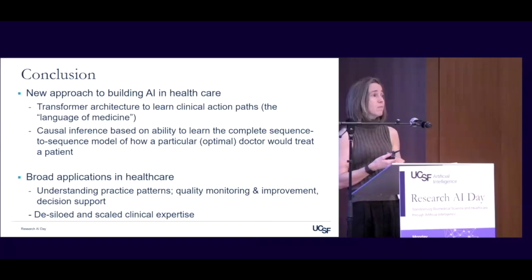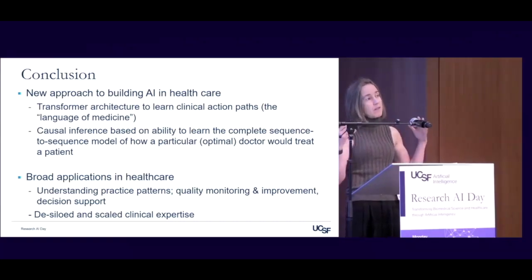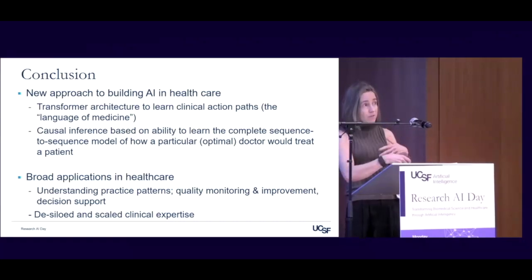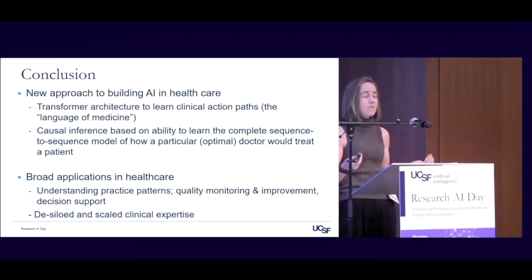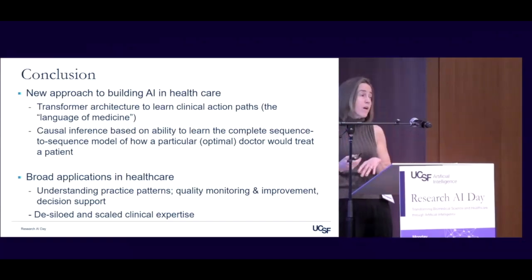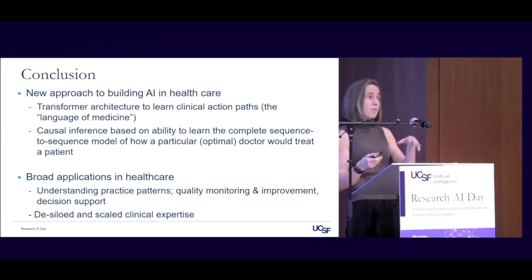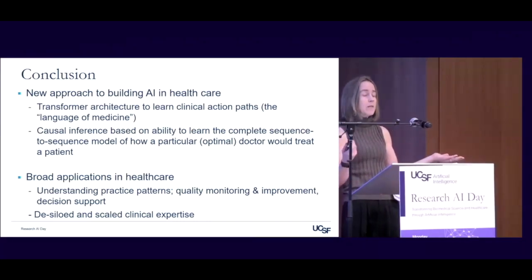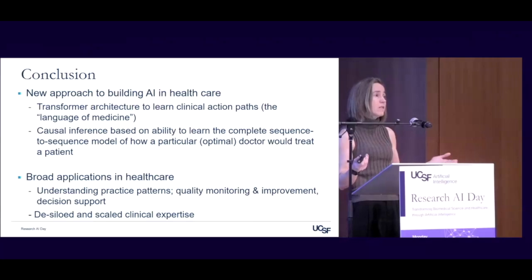So to conclude, we are really building out what I think is a new approach to AI in healthcare. I think quite complementary to some of the talks we heard earlier, including Dr. Ritchie's, making full use of efficiently encoding clinical action paths or the language of medicine in its full temporal context, and then using causal inference to learn complete sequence-to-sequence models of how a particular optimal doctor or provider would treat a patient. And there are broad applications of this in healthcare, so beyond from understanding practice patterns to quality improvement to real-time clinical decision support, and ultimately the goal of de-siloing and scaling clinical expertise.